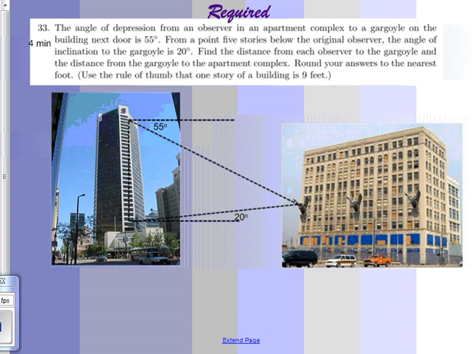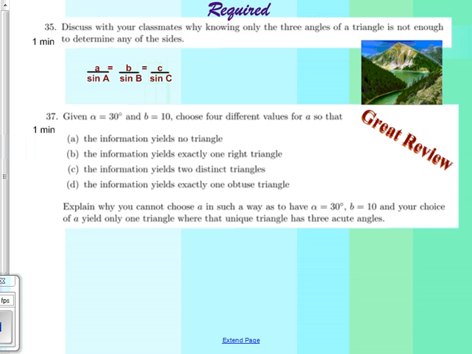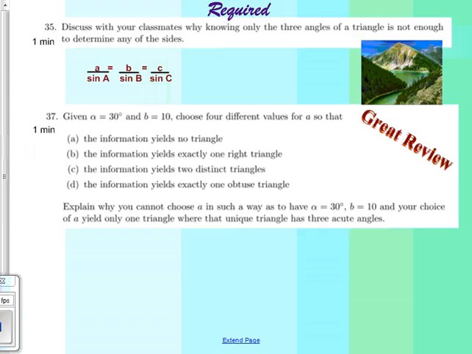I do want you to do number 33 and number 35. It says discuss. You're not going to necessarily have anybody discuss it, but just think about it. Think about why, if you only knew the angles, why couldn't it work? And you may skip number 37 also. Okay, so those are the ones you can skip.